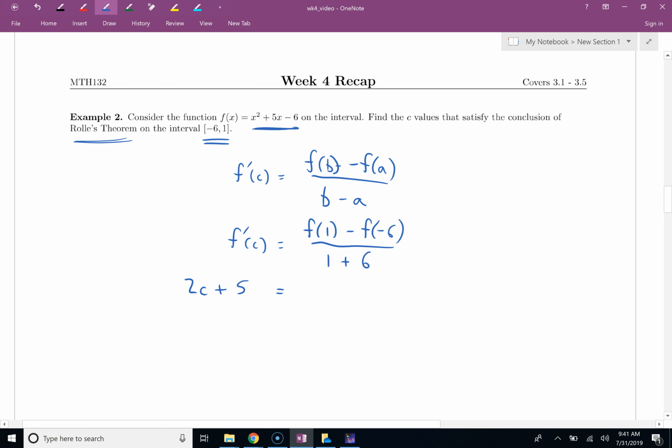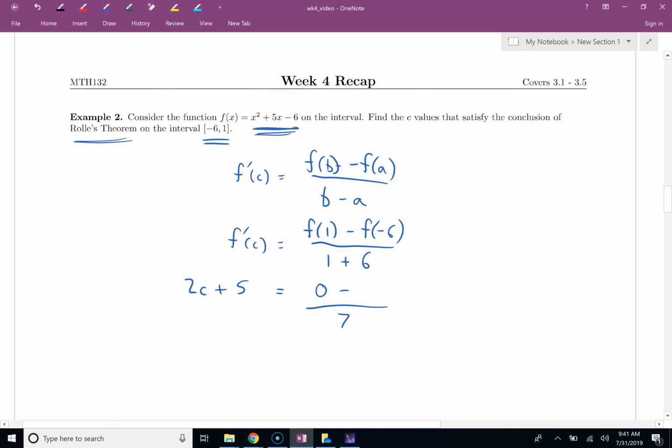So, okay, let's go ahead and use a c there. On our right-hand side, I know that we're dividing by 7. f of 1: I need to go back to my function up here and plug in 1. So I'm going to get 1 plus 5 minus 6. That's going to be 6 minus 6, which is 0. And we just subtract away f of -6.